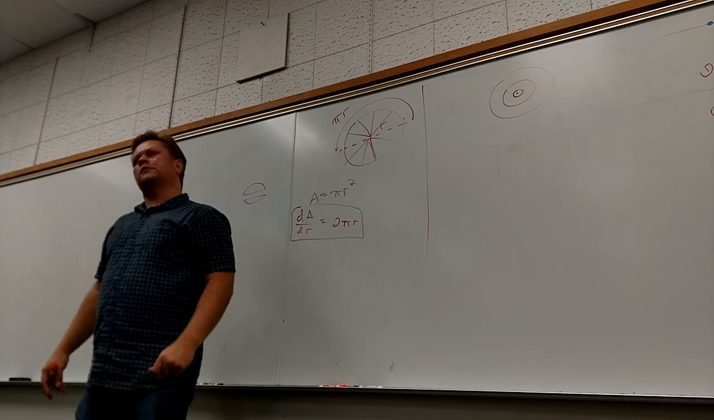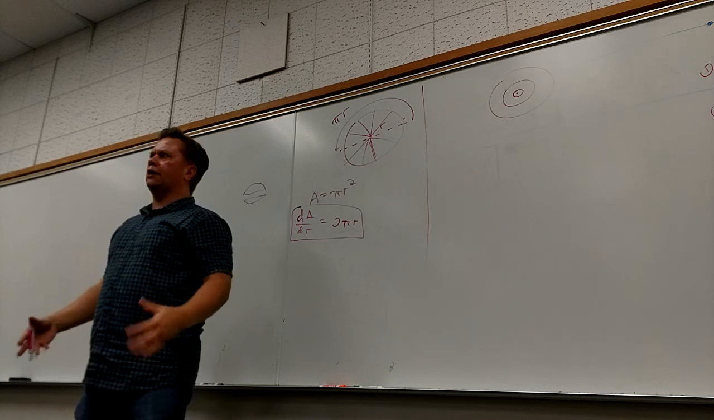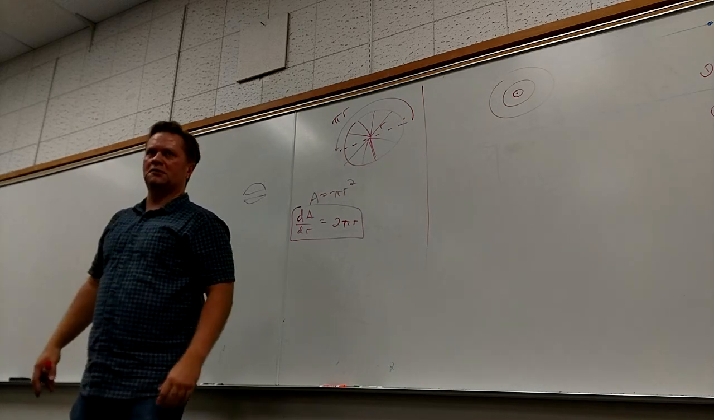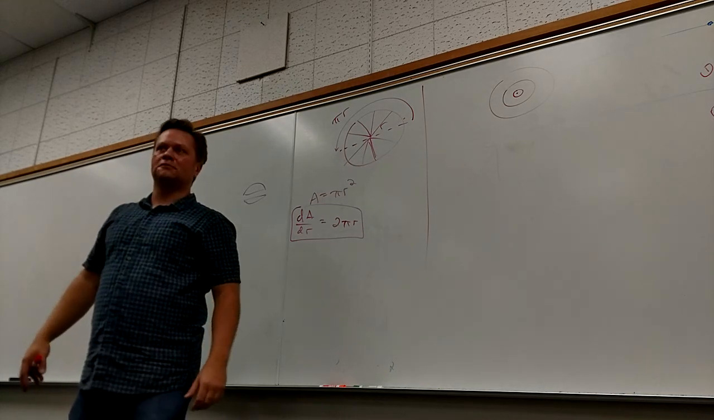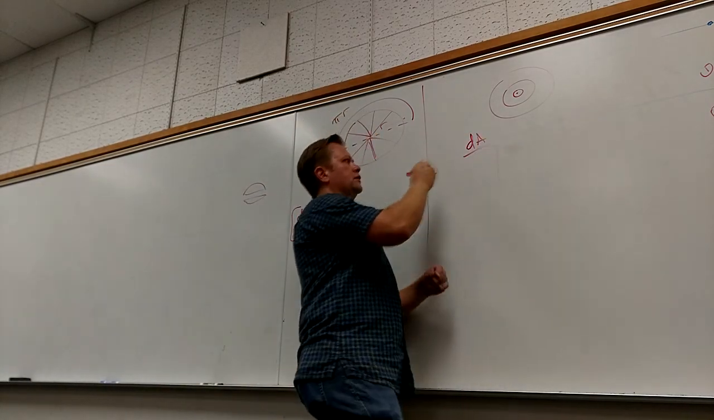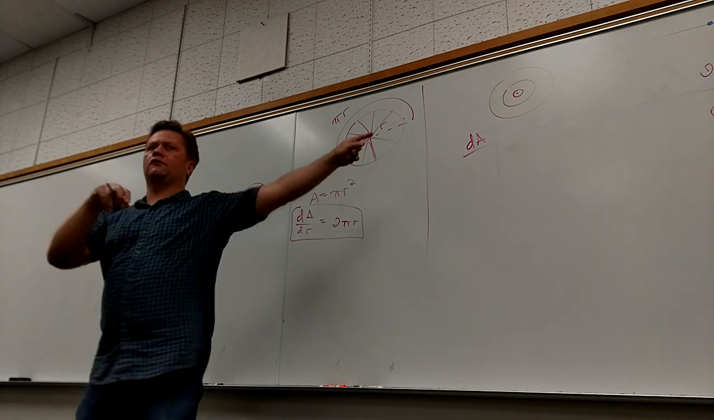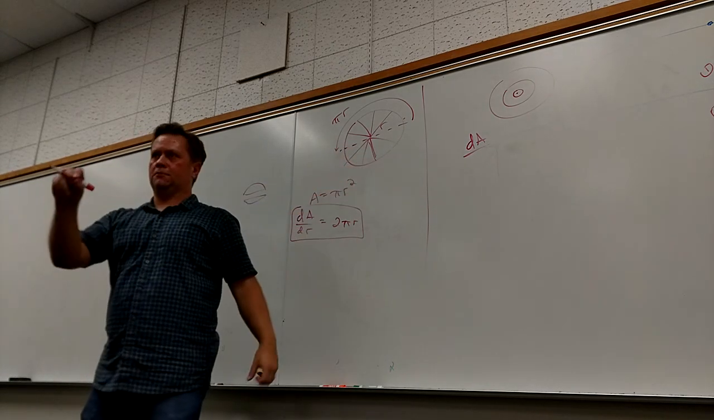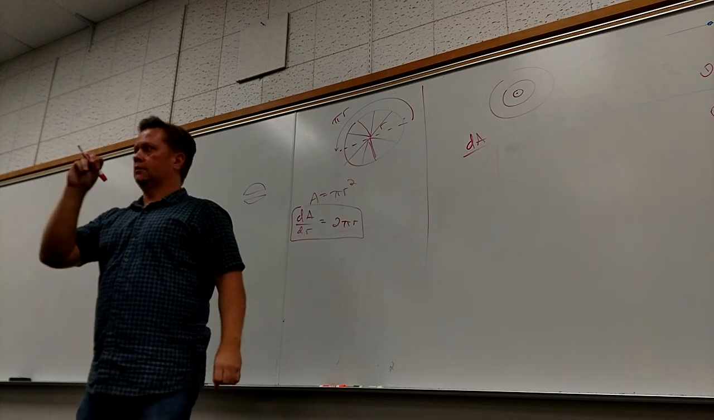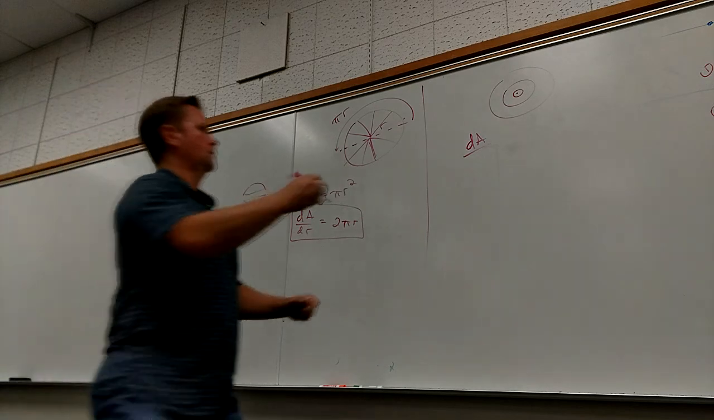So what I'm curious about is, how quickly is the area of a circle changing at a certain time? Right? So this will be dA dt. How quickly is the area of one of these circles changing at a certain time? dA dt. Okay.